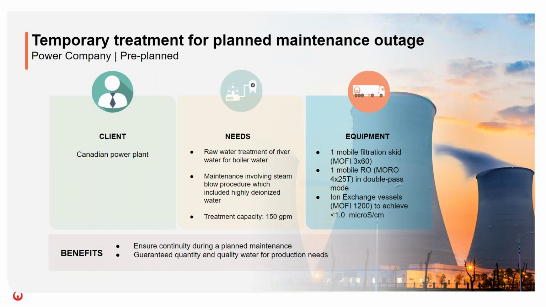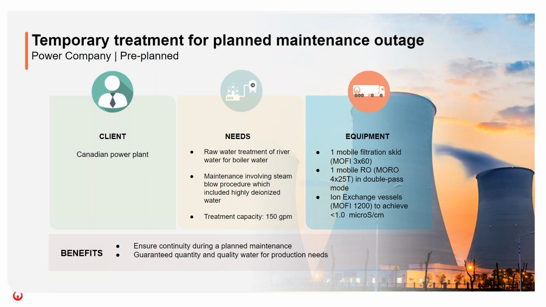This example is titled as a pre-planned application, but the circumstances turned out a little different. This Canadian power plant near Montreal, Quebec, was originally scheduling a planned outage for both boiler maintenance, condensate recovery, and a steam blow. As it turned out, they needed the equipment in very short order.